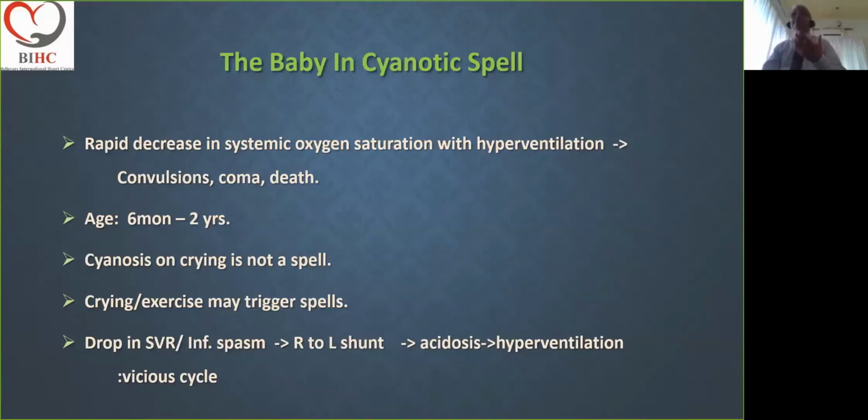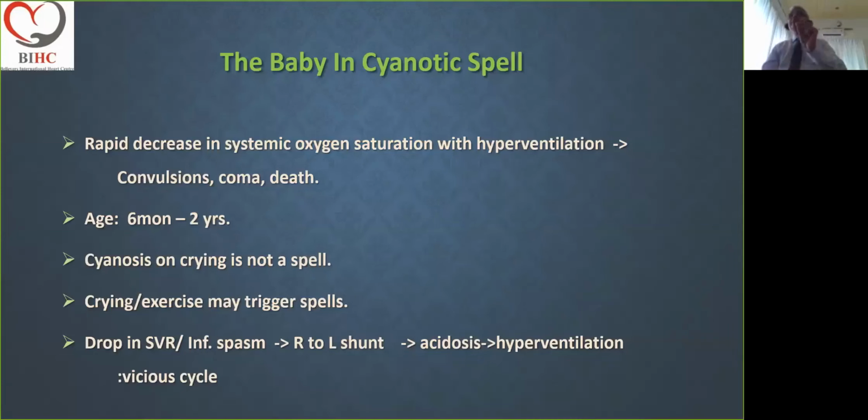A different evaluation is required for a baby in cyanotic spell. Remember, in a cyanotic spell, there is a rapid decrease in the systemic oxygen saturation with hyperventilation. If you don't intervene, the baby goes into convulsions, coma, and death. The key component of a cyanotic spell is, one, tachypnea. The respiratory rate is fast. And before your eyes, saturation is dropping from say 70 to 10 or 20. And so you need to act very fast.